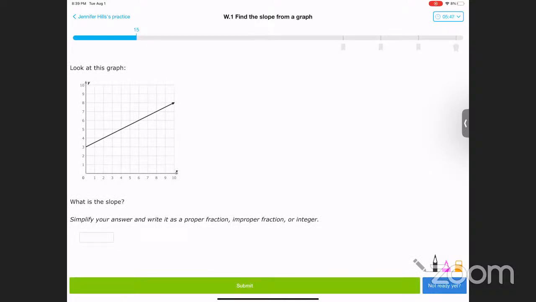Remember, we're looking at our rise over our run. So let's first write our formula. Always write your formula first so that you can know what you're looking for. Y2 minus Y1 over X2 minus X1. Let's find our coordinates. Lowest point here on our graph is going to be 0, 3. This is going to be our x1 and y1.